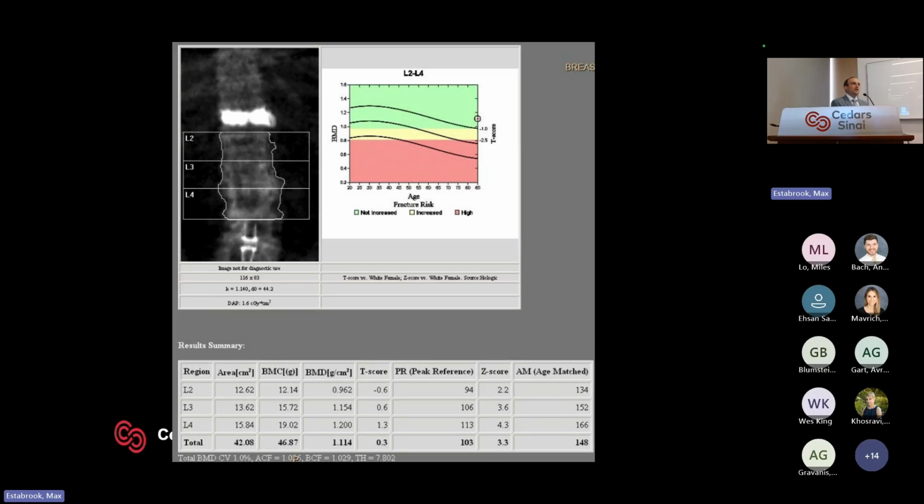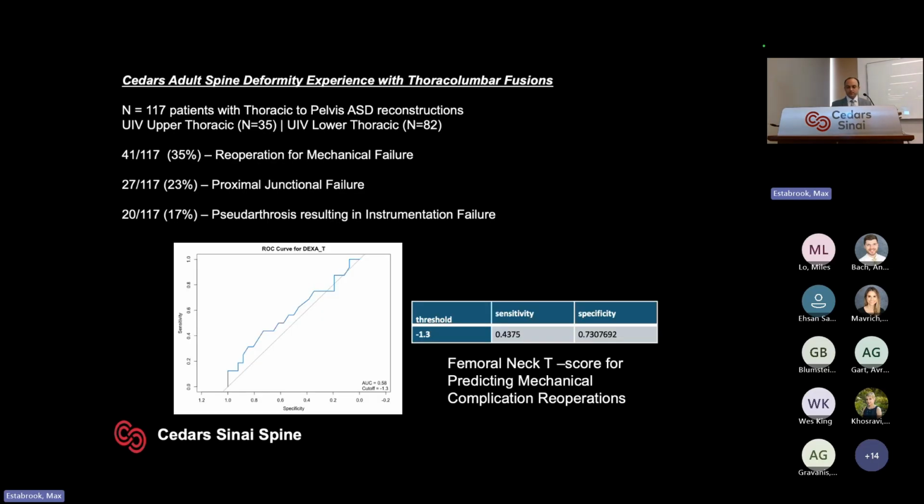DEXA scans don't even predict what they were designed to do, which was to predict fractures. They are bad studies, especially in the spine, and especially the aging spine, and particularly in patients with deformities and scoliosis and degenerative end plates, because it artificially increases the number. So we often use the femoral neck because it's free of that, but even that has its shortcomings.